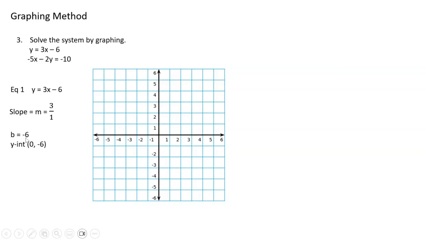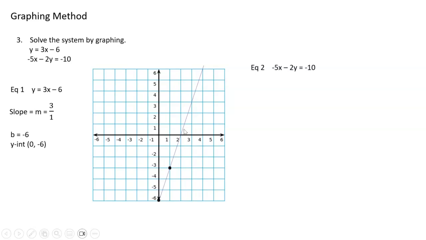This is my starting point, right? So the b is my starting point, so we're going to start at (0, negative 6), here at the bottom. And then we're going to go up 3, because my slope is 3, so it means up 3 and 1 to the right. So we go up 3: 1, 2, 3, and 1 to the right. And we connect the points. So it gives us that line.